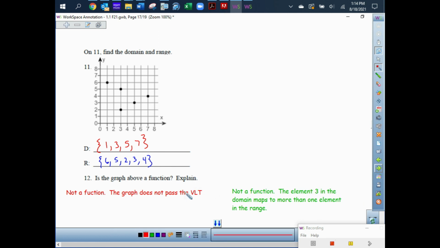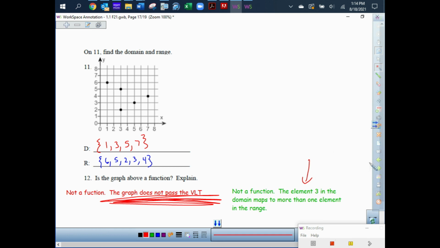Explain why we said no. This is the easiest explanation right here. The graph didn't pass the VLT. But you could have also said the element 3 in the domain maps to more than one element in the range. That's another way to explain it. But because there was a graph, you could use the VLT.